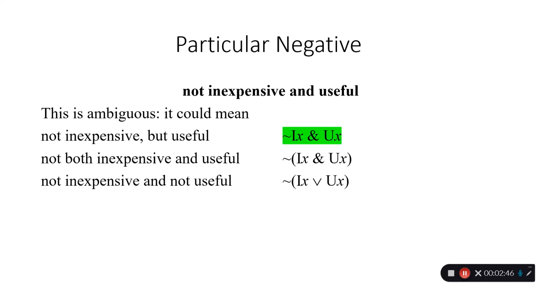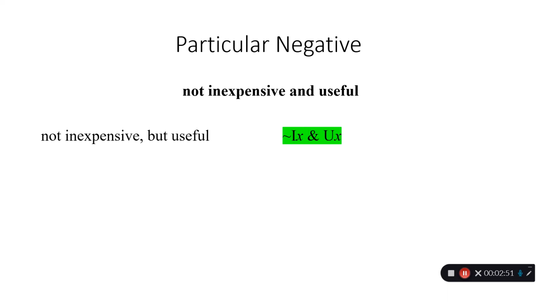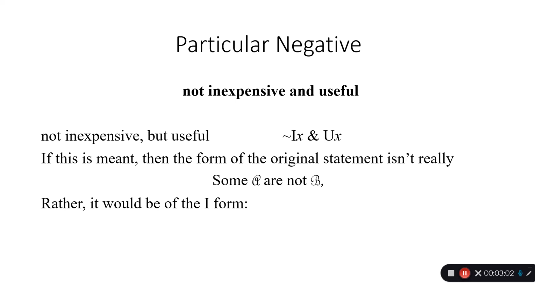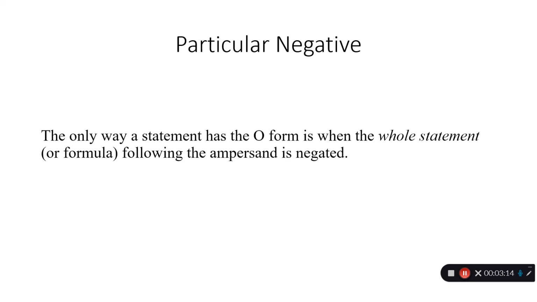So the one that really can't be right is the one I've highlighted here in green. So let's see why that is. If this is meant, then the form of the original statement isn't really some x are not b. It would really be in the form some a are b, because it's being a non-I and a u, right? That's what the b would be. So the only way the statement has the O form, the original statement, is when the whole statement or formula following the ampersand is negated.